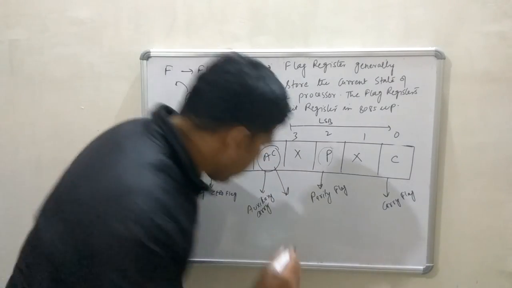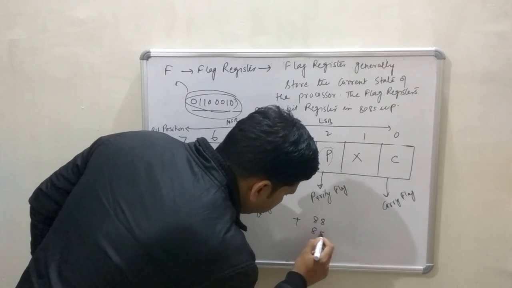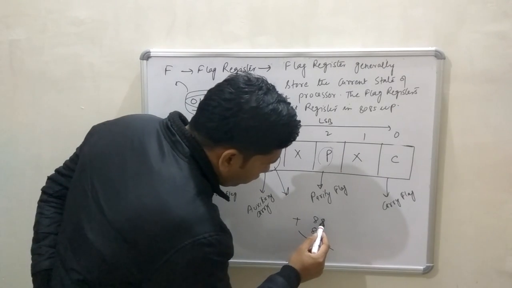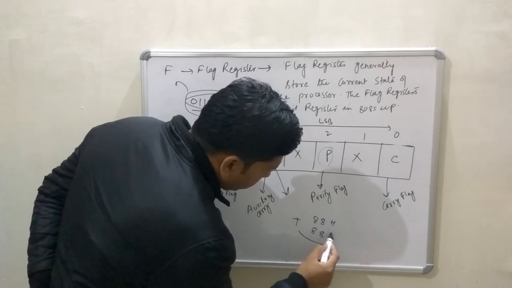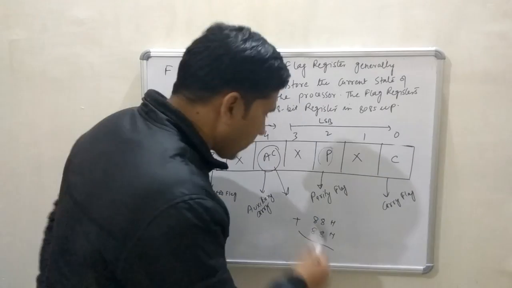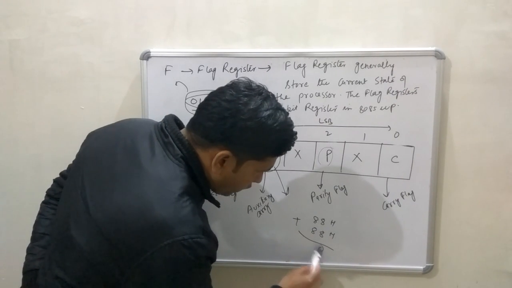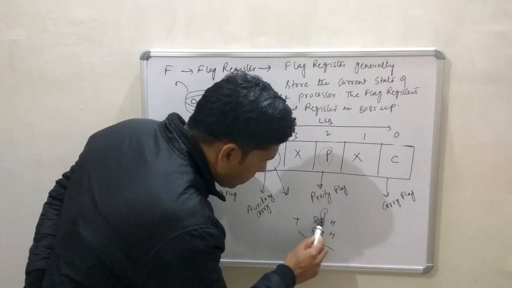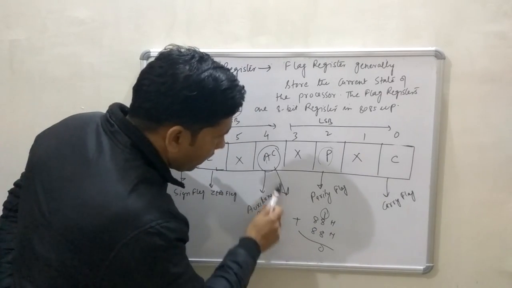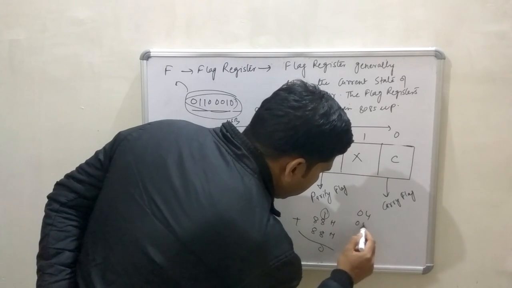Taking a simple example, suppose two numbers of this. In this case, what happens when you add H? Basically, by default, any operation performed in the microprocessor is in hexadecimal. If you are going to add 8 plus 8, this is 0. A carry will be generated. In this case, what happened? In this case, the auxiliary carry flag will be set. Suppose you are adding 05 and 04.